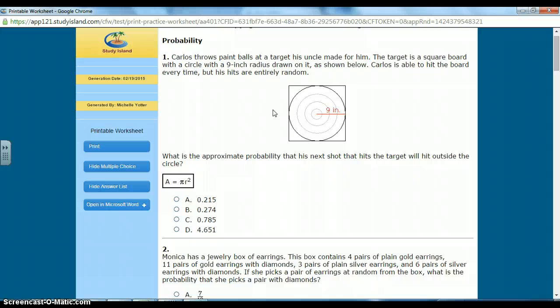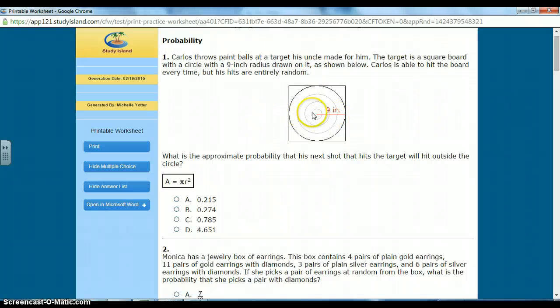So it talks about Carlos throws paintballs at a target his uncle made for him. The target is a square board with a circle with a 9-inch radius drawn on it, as shown below. Carlos is able to hit the board every time, but his hits are entirely random. What is the approximate probability that his next shot at the target will hit outside the circle? So basically you have to find the area of the square and the area of the circle and subtract them from each other.